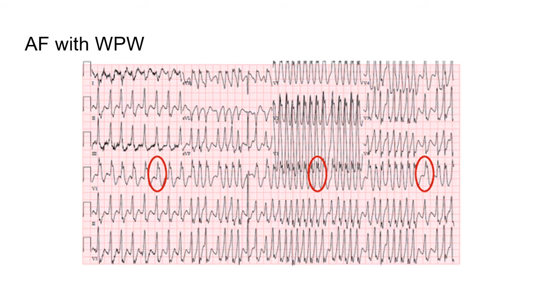So here's an example of atrial fibrillation with Wolff-Parkinson-White, and it's a wide tachycardia, very, very fast. This patient is probably pretty unstable if they're beating this fast, and so treatment for this would be a cardioversion.